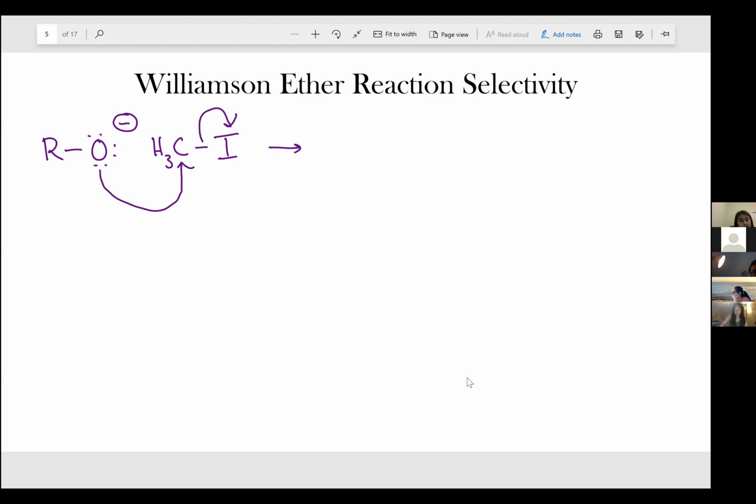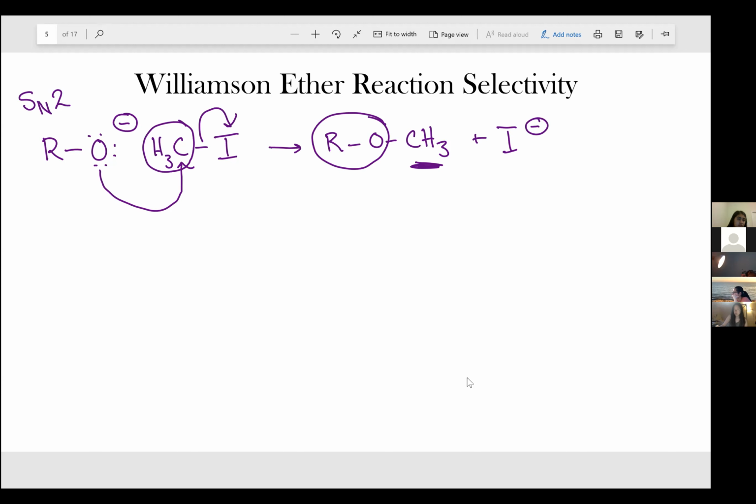So we'll get ROCH3 plus I minus. And so I mentioned that this is going to be an SN2 type mechanism. What that's going to tell you is that the stereochemistry at that carbon, if this was a chiral carbon, would end up being inverted, right? We would have this group attached in the inverse of the iodide.